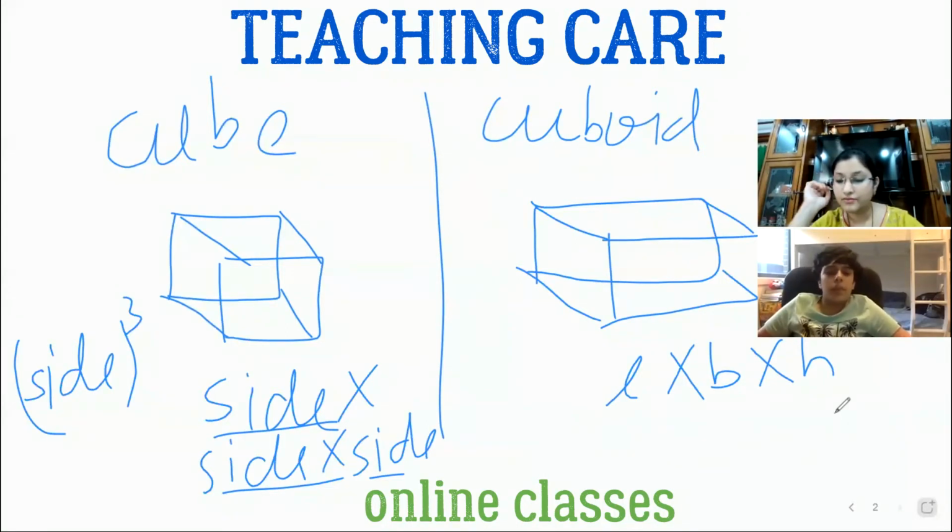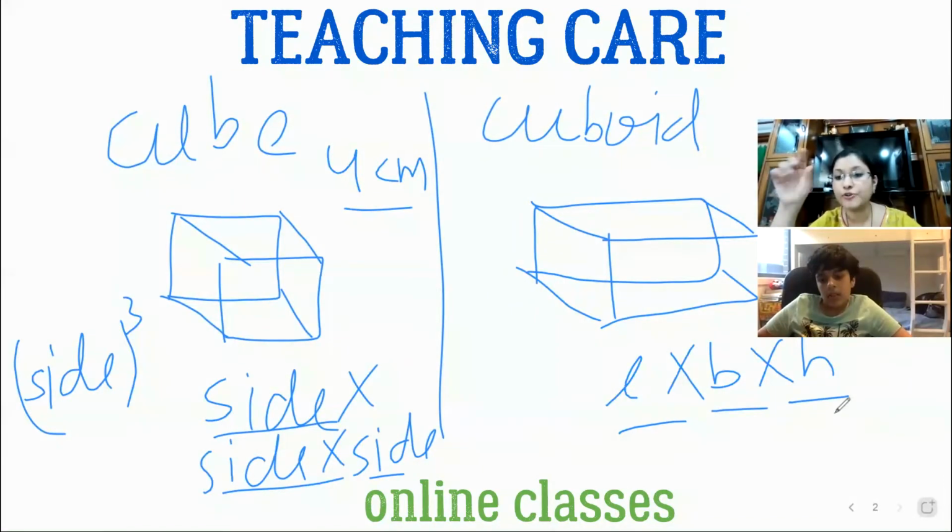Sure, but actually, wait, for cube, what do you mean side times side? Side times side means if I say that a cube is there and it has a side of 4 centimeter, find the volume. Now you will think just one value is given, how am I going to find the volume? This is because the length as well as breadth as well as height of a cube are the same.